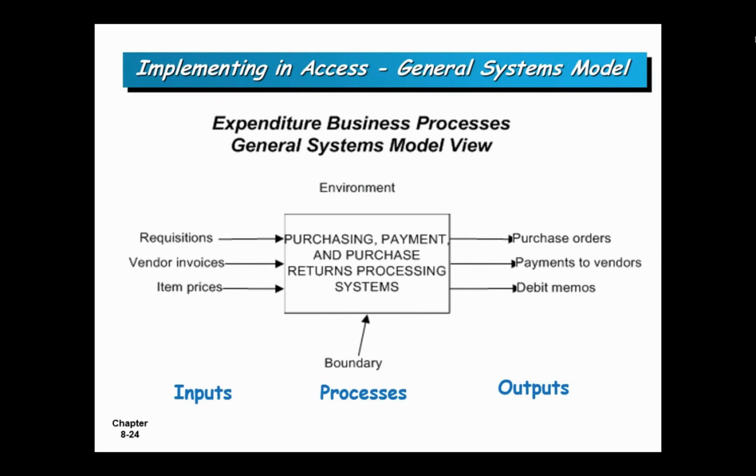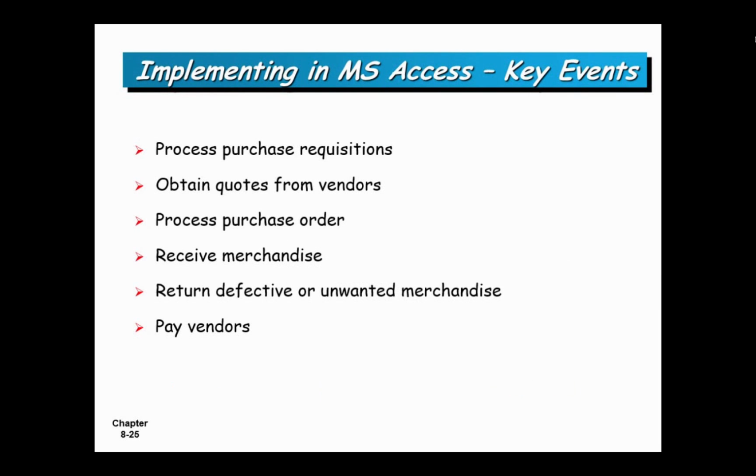Okay, implementing this stuff in Microsoft Access. This is just the overview of the system. Remember the key events? You have your recs, you have your quotes from the vendors, you have your purchase orders, you have the receipt of the goods, you have your returns, and you have your payments. Those are kind of the major events.